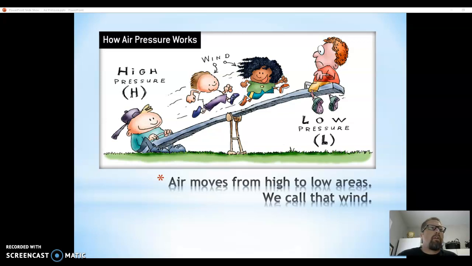All right, so if things are going as I planned, we would have in our synchronous meeting stopped at about this point, where we looked at the motion of air pressure moving from high to low pressure centers.